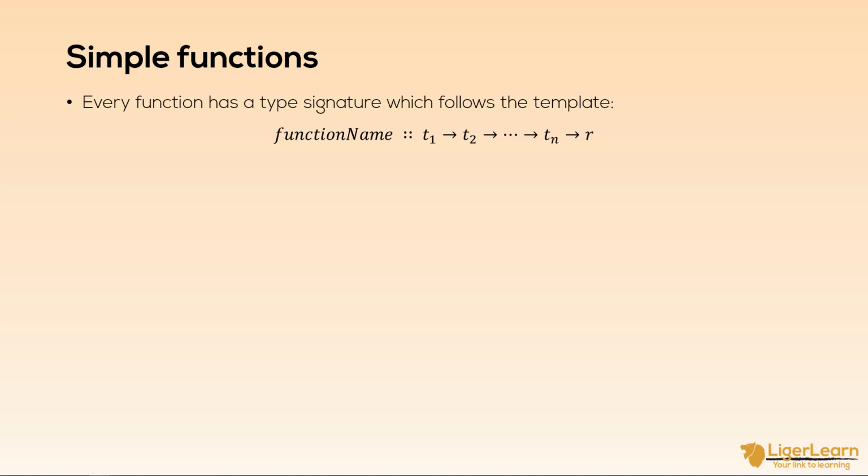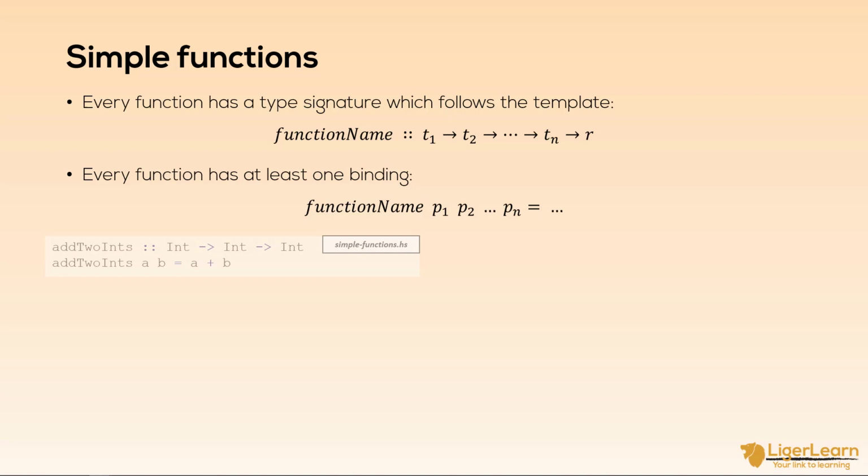Every function has at least one binding. Later on in the course, when we come to pattern matching, we will see functions which have multiple bindings, but for now, all our examples are simple and will have only one binding. Take a look at the template for a binding which I've placed here. For each parameter type, which is declared in the type signature, there needs to be a parameter name given in the binding. The parameter names come after the function name and are only separated by a single space between them. This is known as juxtaposition. Let's now take a look at an actual example.